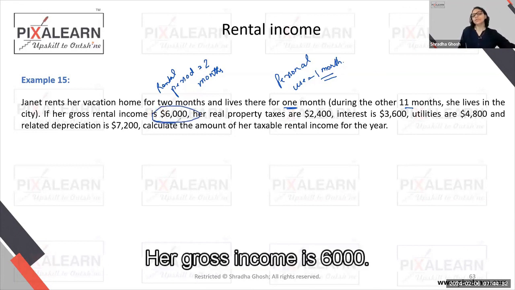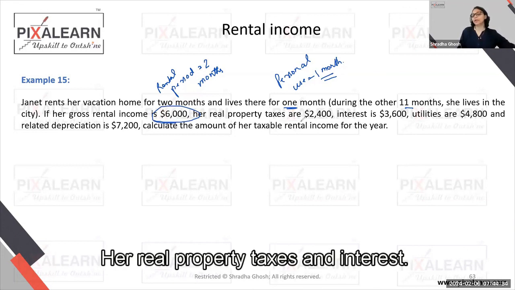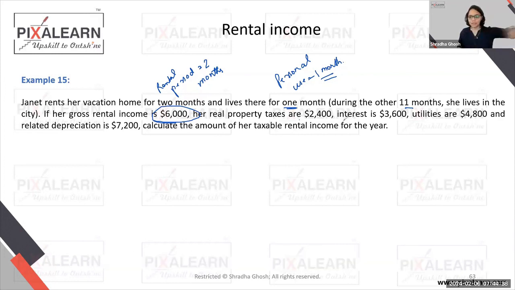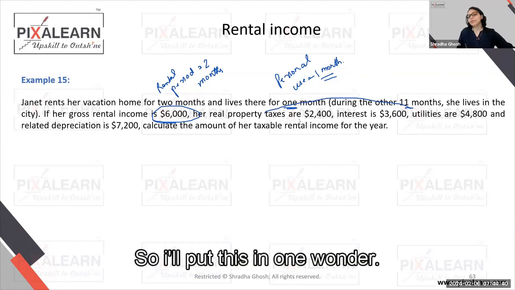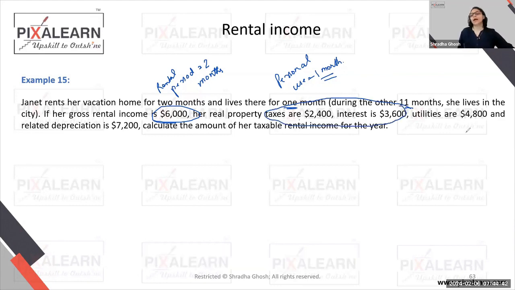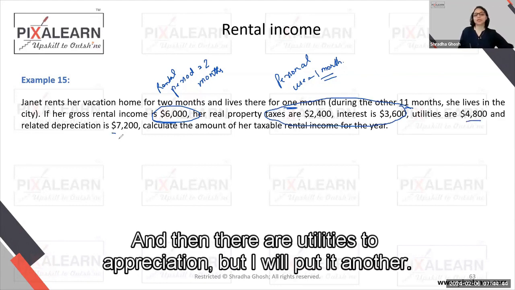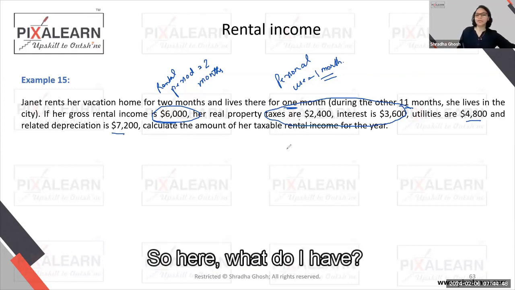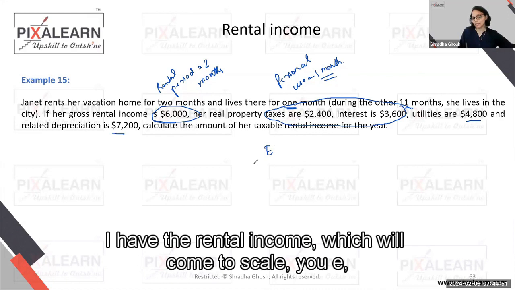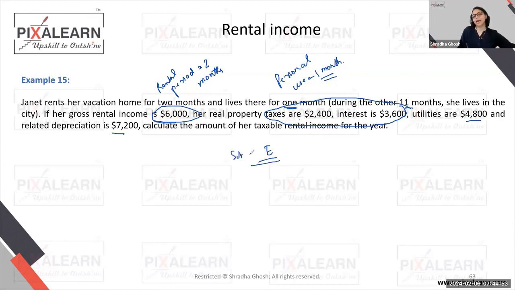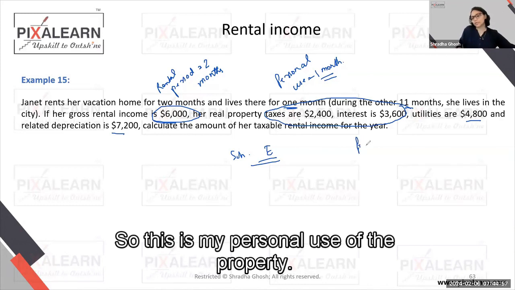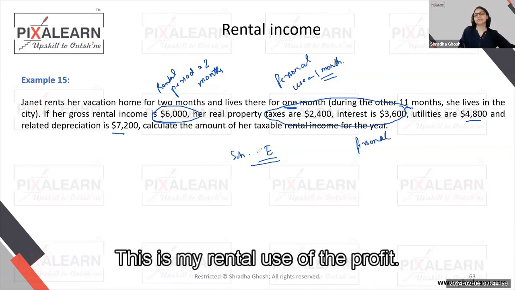Her gross income is 6,000. For real property, taxes and interest, the moment you hear taxes and interest, I know it is segregated. I'll keep it separately. So I'll put this in one bundle. And then there are utilities and depreciation that I will put in another. Okay, so here, what do I have? I have the rental income, which will come to Schedule E. And then I have my personal, right? So this is my personal use of the property. This is my rental use of the property.